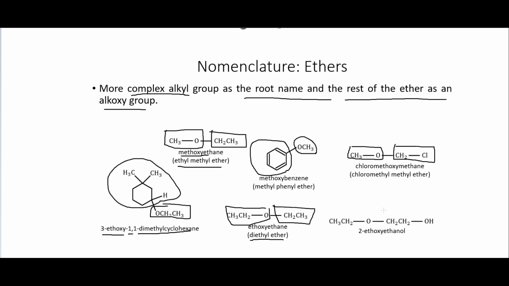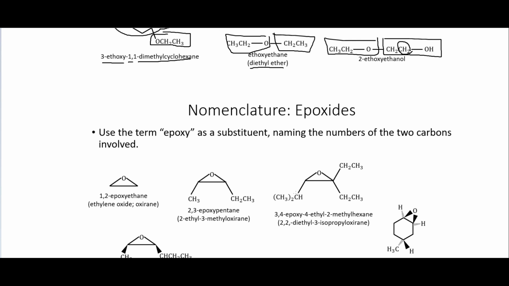Then 2-ethoxyethanol right here. So we have our ethanol right here, then we put this ethoxy group on it. And so this carbon right here is counted as the one carbon, so that's why it's 2-ethoxyethanol. Then we also have epoxides, which are an important type of ether. And so the term epoxy is used as a substituent, naming the numbers of the two carbons involved. So for instance, right here, we have 1,2-epoxyethane. So this right here is our ethane. And so the epoxy group, which is this oxygen right here, is on the 1 and 2 carbon of it.